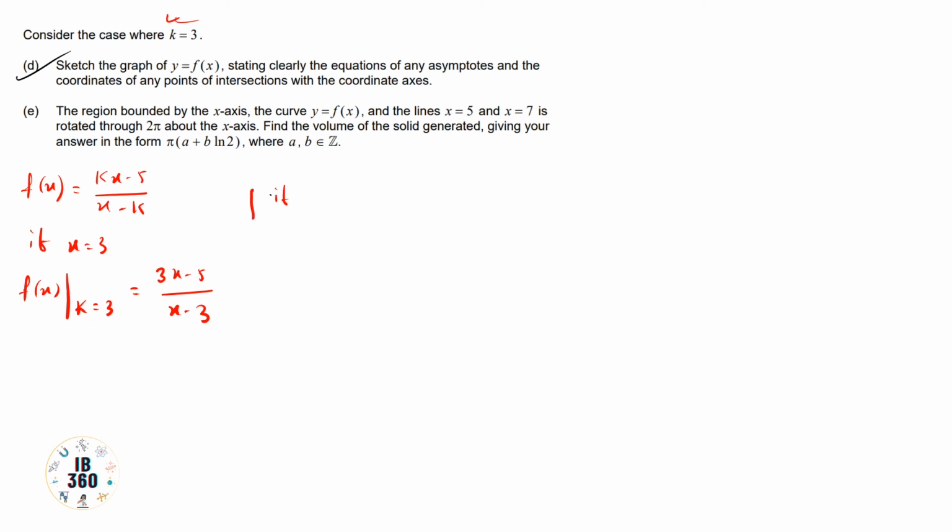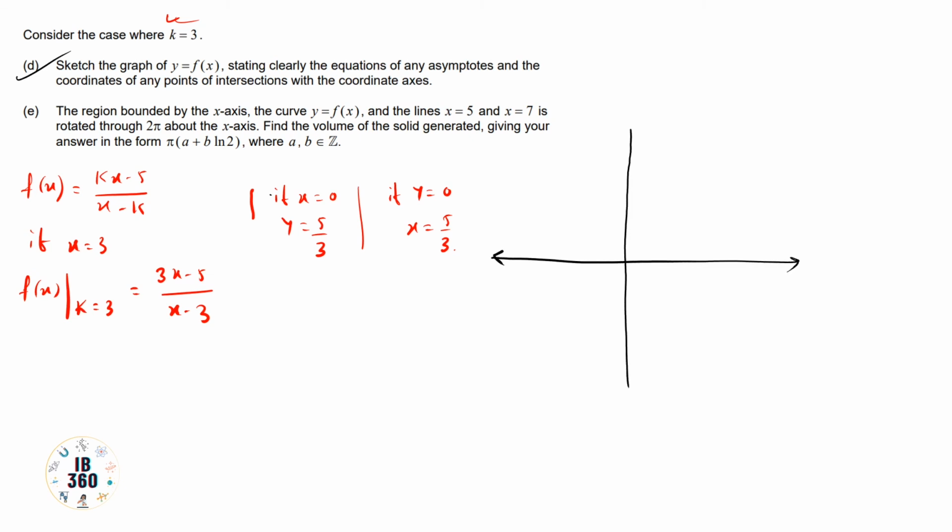If x equals 0, then y equals 5 by 3. If y equals 0, then x will again be 5 by 3. So if this is the condition, then we can clearly draw the graph here. Again, this is a handmade manual graph, so there will be some fluctuations, you just need to avoid that.